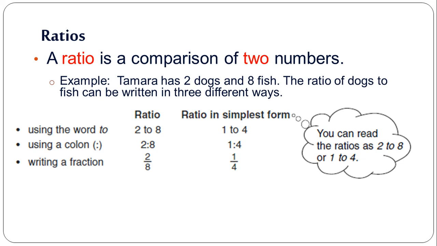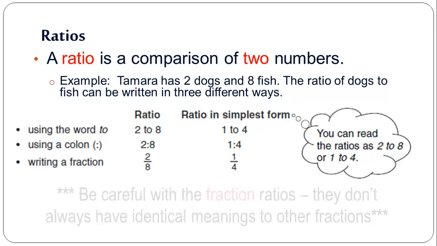And pwede natin siyang i-simplified or ratio in simplest form. You can read the ratios as 2 to 8 or 1 to 4. Okay, so ganun natin siya tinatawag. Meron is na in-add natin para hindi tayo maguluhan. Kasi parang 2, 2, di ba? 2 is to 8 or 1 is to 4.